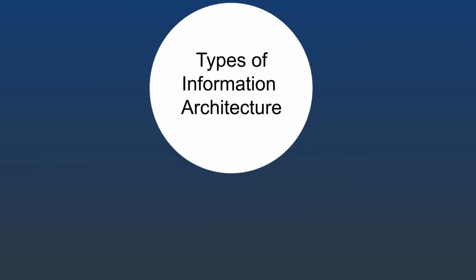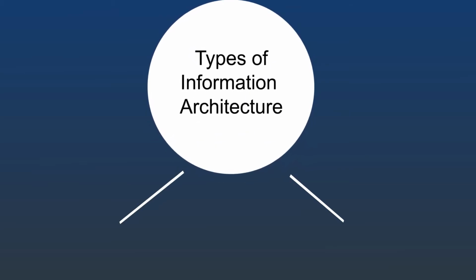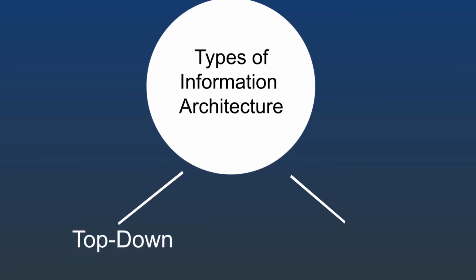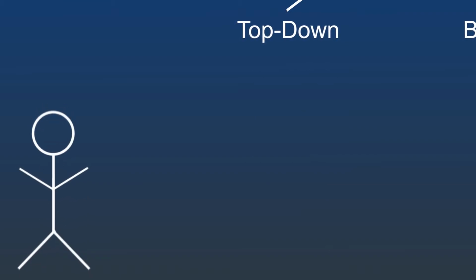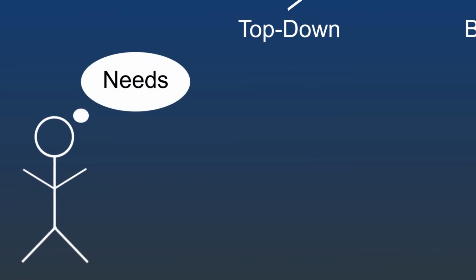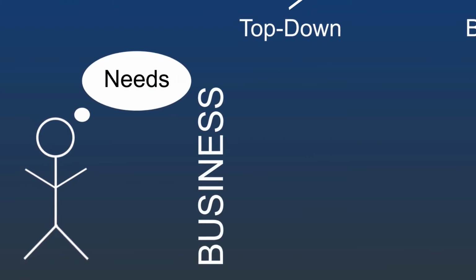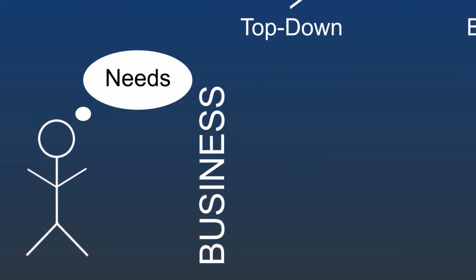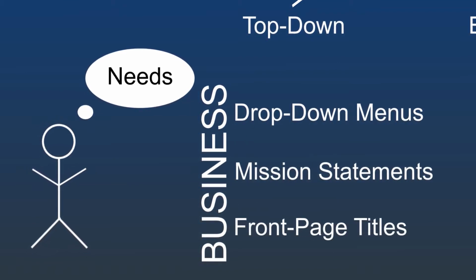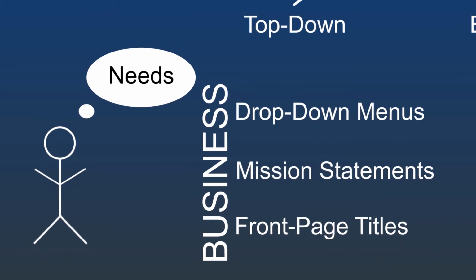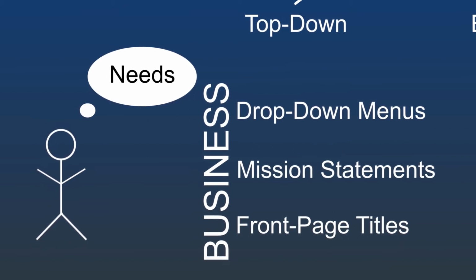Now let's examine the different types of information architecture. There are two basic ways to build a website: top-down architecture and bottom-up architecture. We'll examine top-down first. Top-down architecture refers to website design that tries to anticipate the user's major information needs. This is a design that businesses tend to use because it includes elements such as drop-down menus, mission statements, and titles on the front page. For example, Microsoft.com uses this kind of architecture.